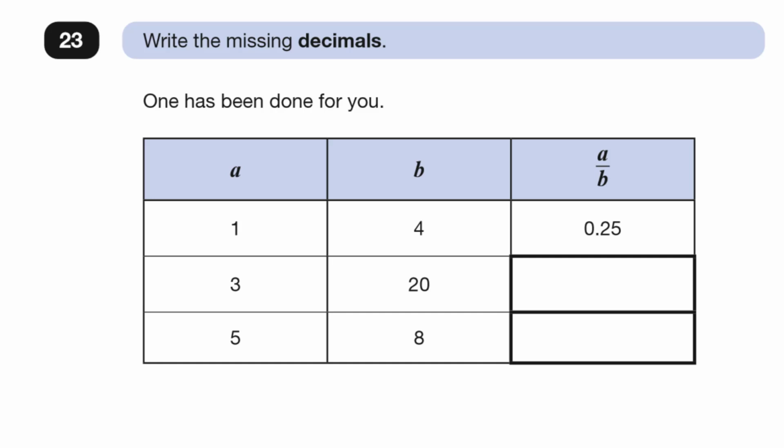Question 23, write the missing decimals. Now decimals is in bold, so it does mean you need to write the decimal. Now let's have a look. In our table we've got a value for A, and we've also got, so these are my values of A and these are my values of B. Now here it says A over B. Okay, so we're thinking about that as a fraction. So for example, in this first one, if we wrote A over B, we're just literally writing down what A is over B.